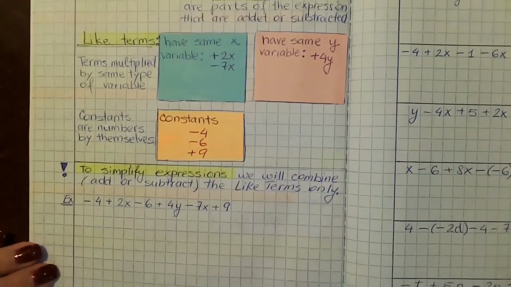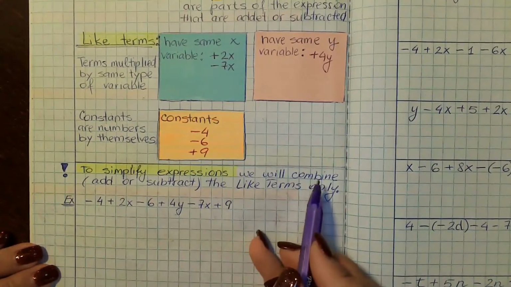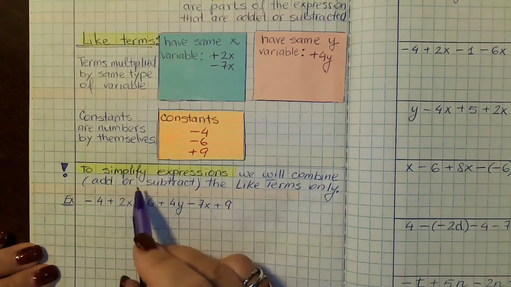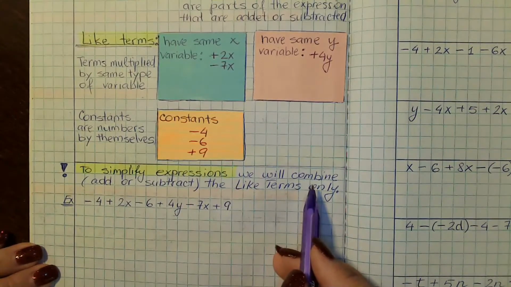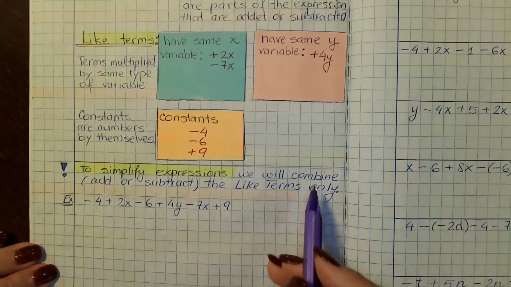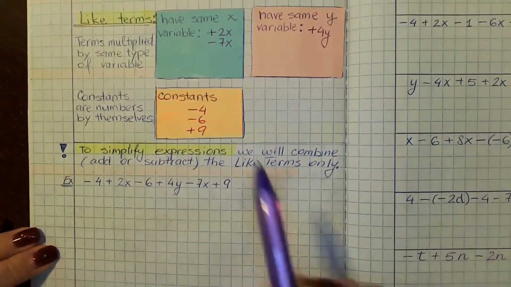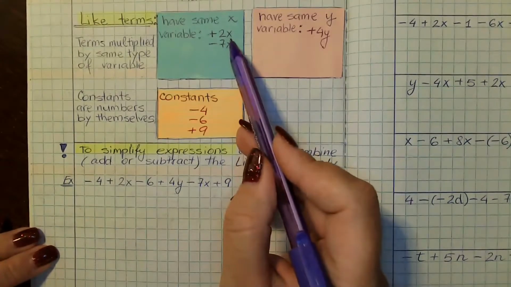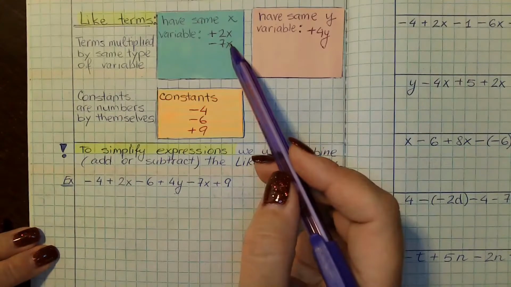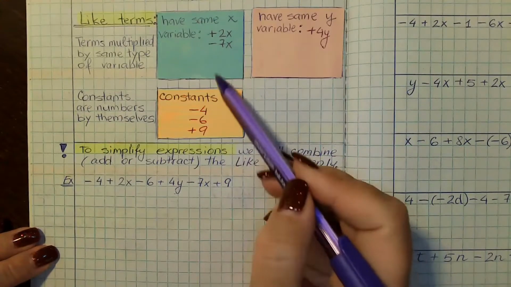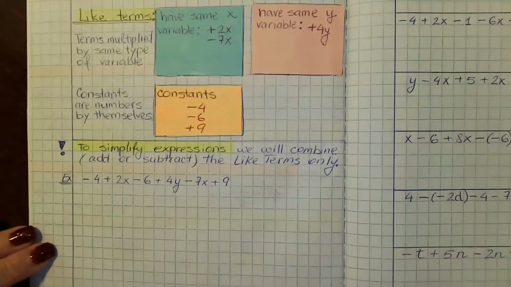So this is really, really important to remember. To simplify expressions, we will combine, that means add or subtract, the like terms only. So in other words, to simplify the expression, we can add or subtract only the same kind. We cannot add an x term with a y term, or we cannot add an x term with a constant. They're not the same kind. So only the same kind can be combined.